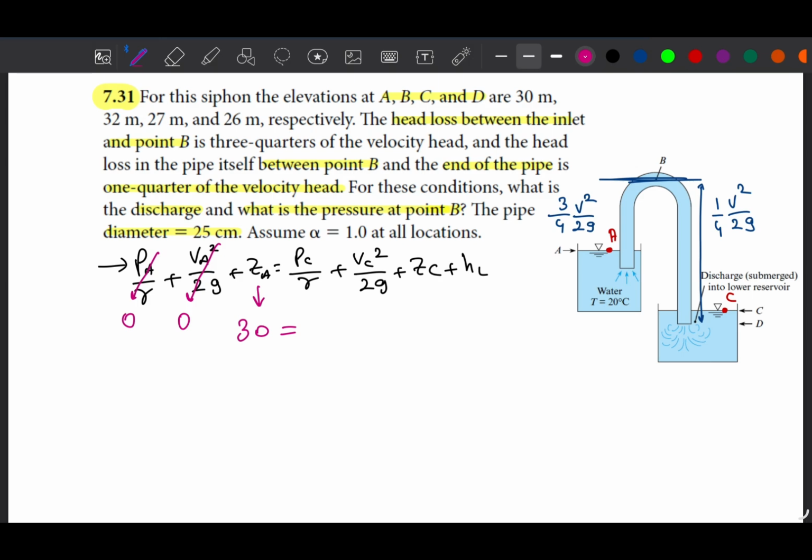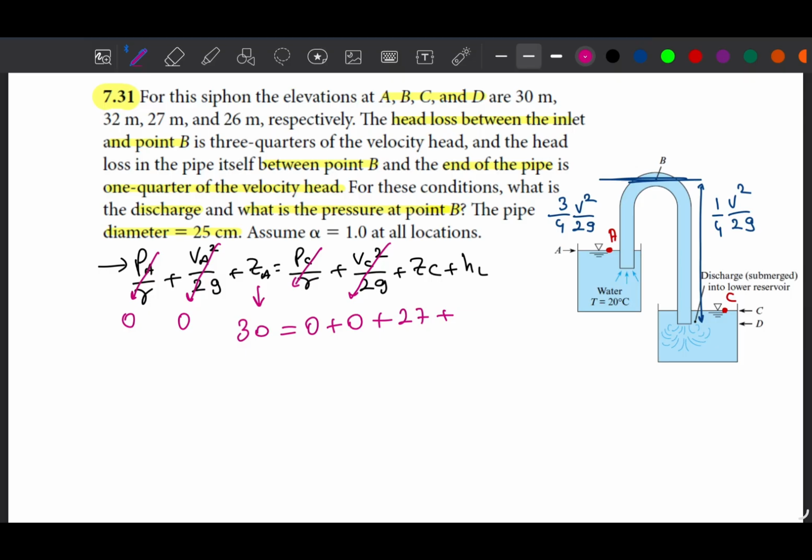This is equal to PC. Again, since we take this water surface, the pressure is zero and the velocity is also zero. And here you should be careful. We are not picking a point here, but we took water surface. This is actually easier because we are dealing with these two water surfaces. This means we will have zero pressure, zero velocity. So it makes calculations easier. And the elevation at C is 27 meters.